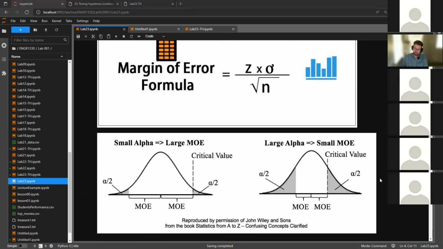So let's say I'm going to choose my alpha regions to be very specific. I'm going to say only 5% of everything is going to make me reject. Okay, I can do that. That gives me a larger area from my mean to the area where I'm going to reject. And that means my margin of error, which is this, the length from here to here, is exactly this.